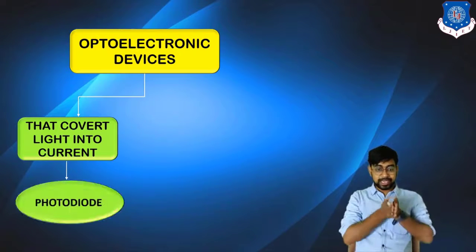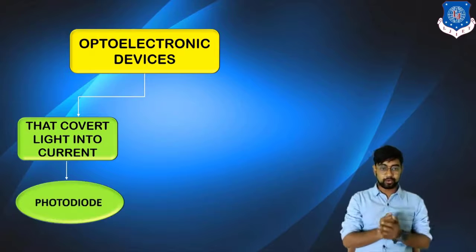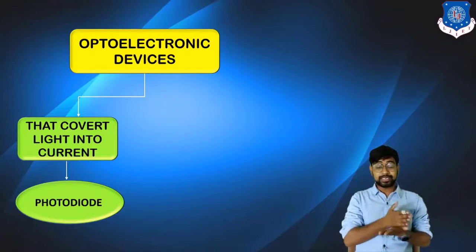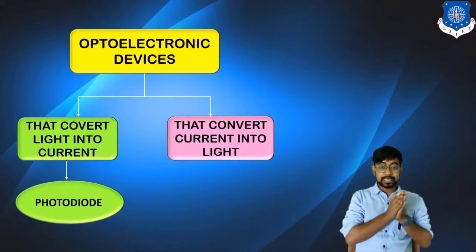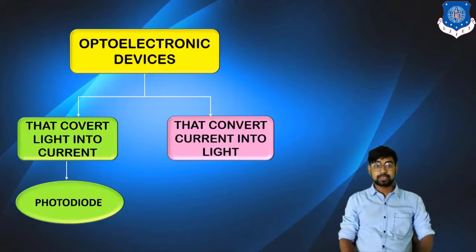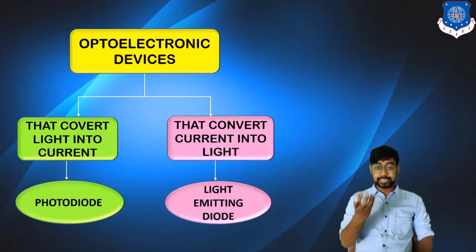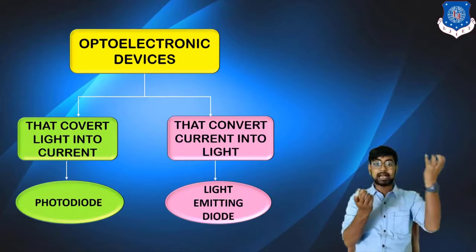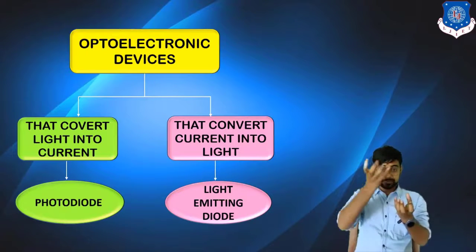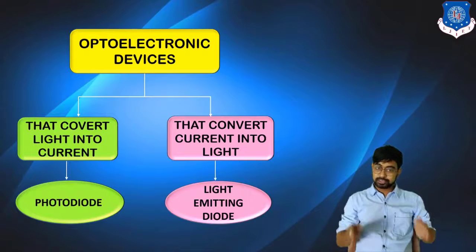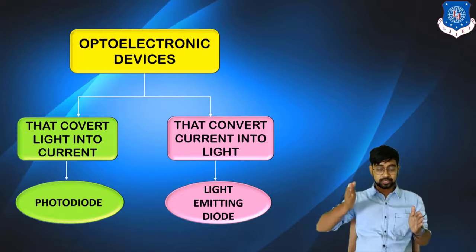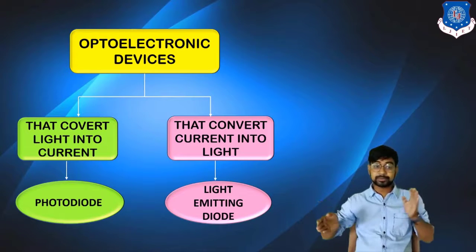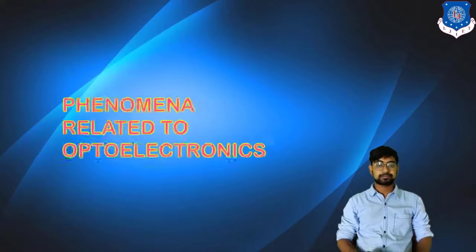Optoelectronic devices can be bifurcated as those that convert light into current, and obviously the example for that would be a photodiode. Second, those that convert current into light. The example is the LED. You can see that from the LED, light is emitted out, and the photodiode absorbs light and generates current. So here we have the basic devices: one that converts electric current into light, and another that absorbs light and converts it into current.